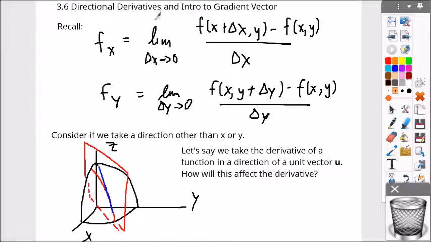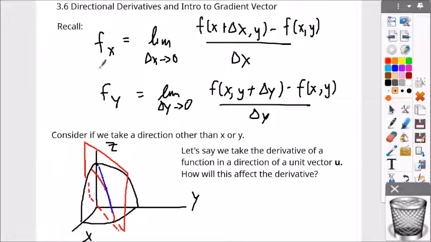So first of all, recall that we have f sub x and f sub y, right? Both f sub x and f sub y describe derivatives in the x direction and the y direction. So they describe the tangent line at a point on a surface in the x direction and a tangent line in the y direction, bounded by a plane, like I described in 3.3. So that's f sub x and f sub y.